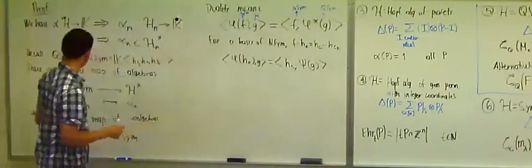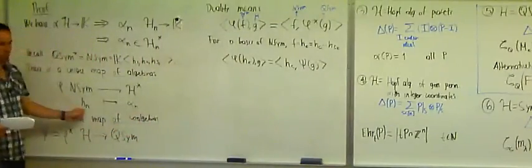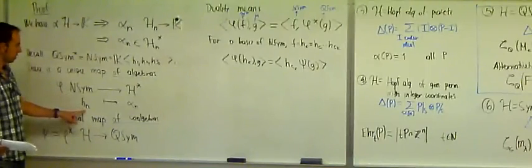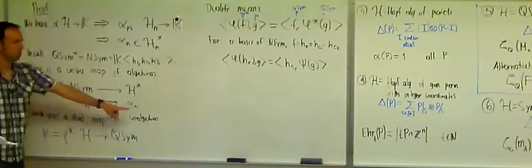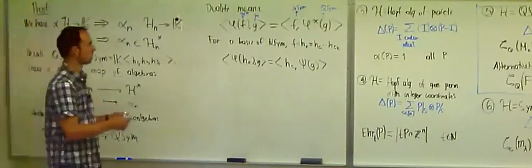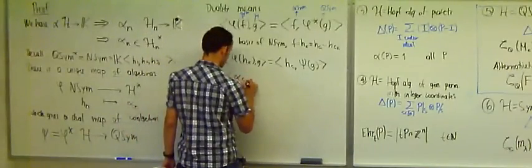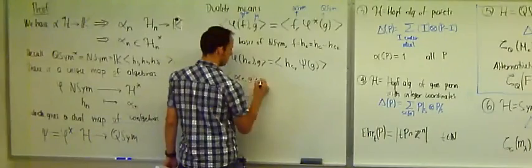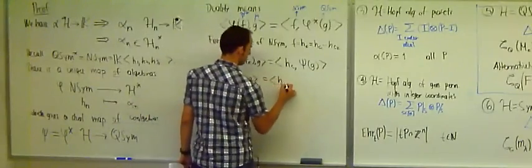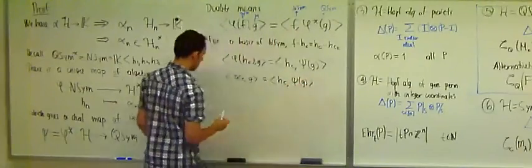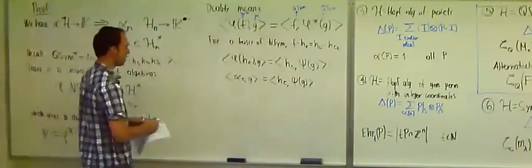Oh, and what is phi of HC? Well, phi is multiplicative, and so HC gets mapped to alpha C. So this is alpha C of G equals HC of C of G. And let's write down what alpha C is.